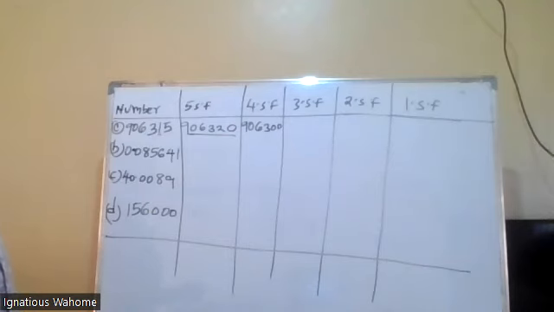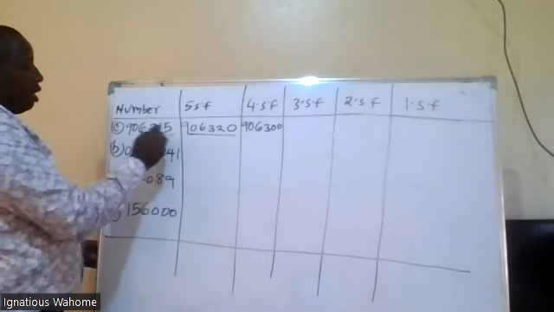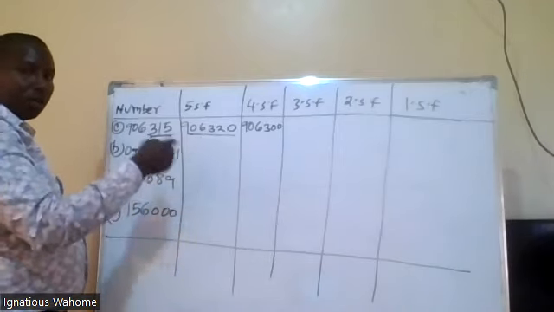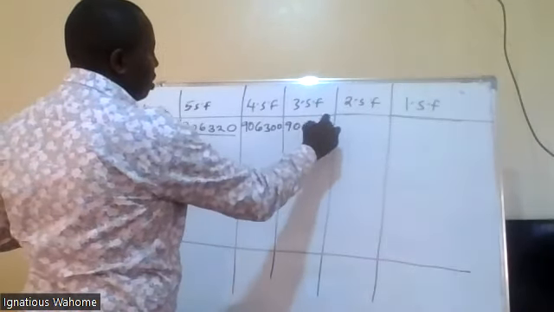Then 3 significant figures. 1, 2, 3. The rest: 3 is less. So convert them to zeros. So you get 906,000.